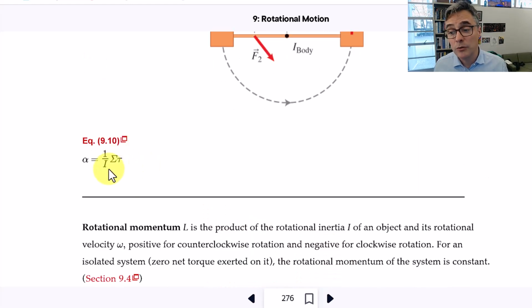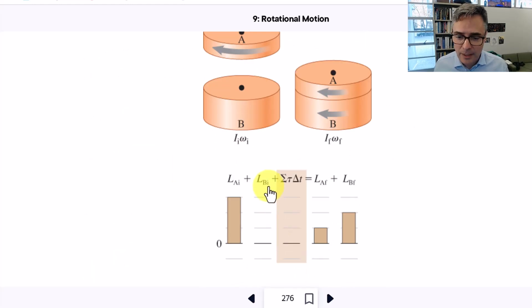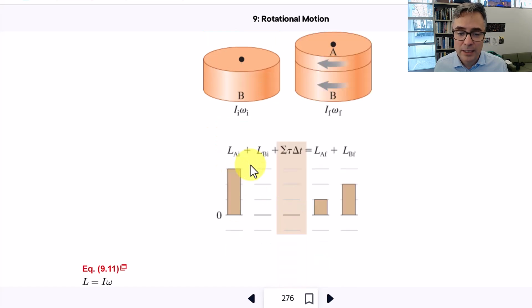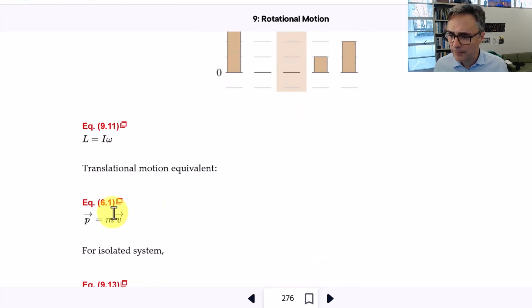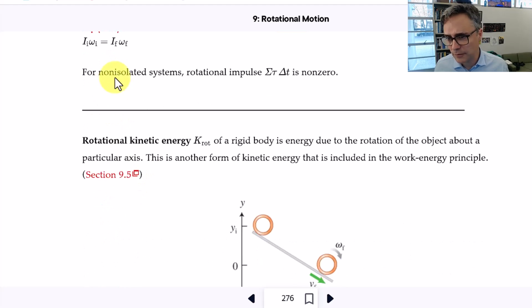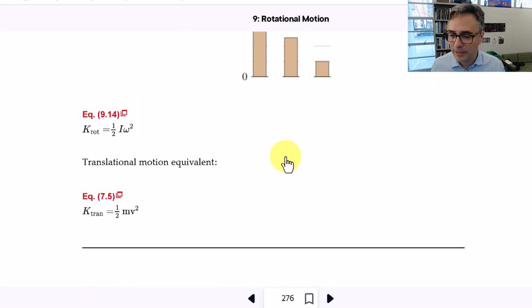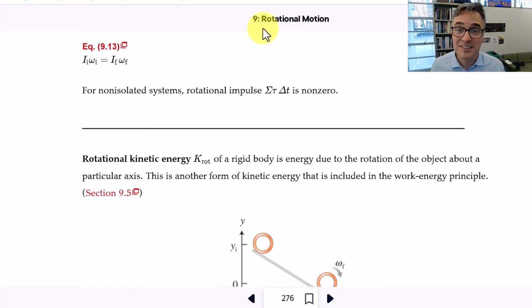We have Newton's second law for rotation, which is alpha is 1 over the rotational inertia times the sum of the torques. Rotational momentum, L, is equal to I times omega. And then there's conservation of angular momentum, or rotational momentum, if there's no torques. And then there's rotational kinetic energy, 1/2 I omega squared today. And so that's the summary.